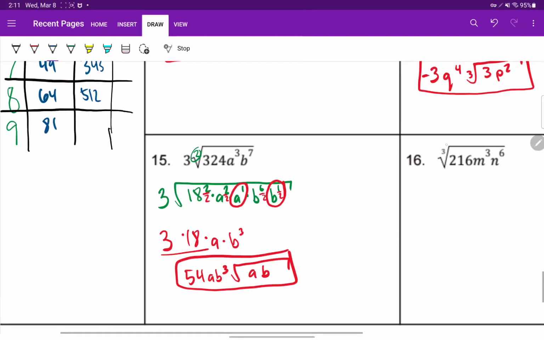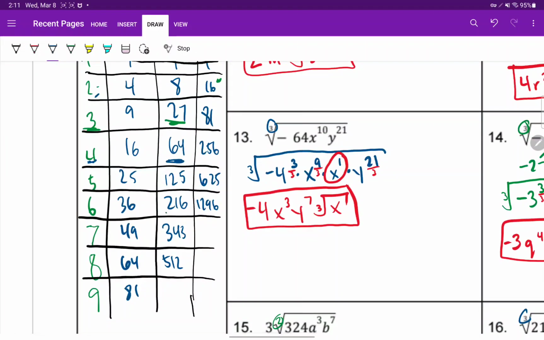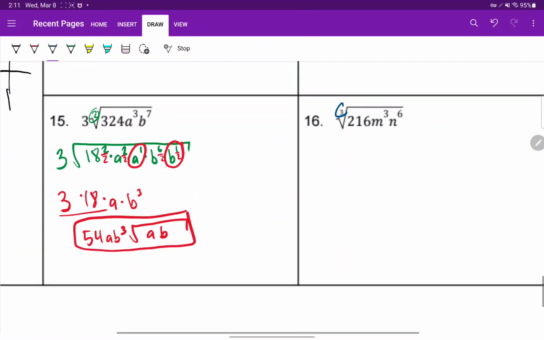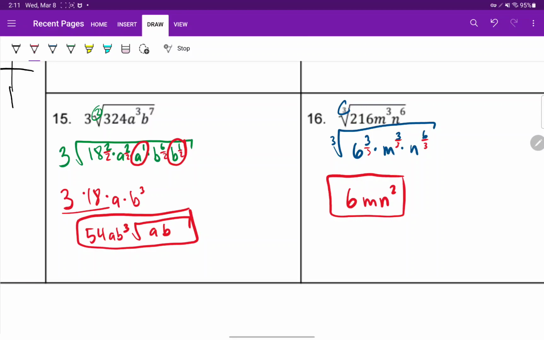All right, number 16, we're looking for perfect cubes here. This one will be pretty quick because if you go to the 216 in the cubes column, you'll see it's actually already there, right? It's 6. So the cube root of 216 is actually 6. So we can say 6 cubed times m cubed. 3 is already a multiple of 3. And just like n to the 6, 6 is a multiple of 3 as well. So when we divide these by 3, 3 divided by 3 is 1, so that's a 6. 3 divided by 3 is 1, so that's an m. And 6 divided by 3 is 2, which is n squared. And that's going to complete the notes for today.